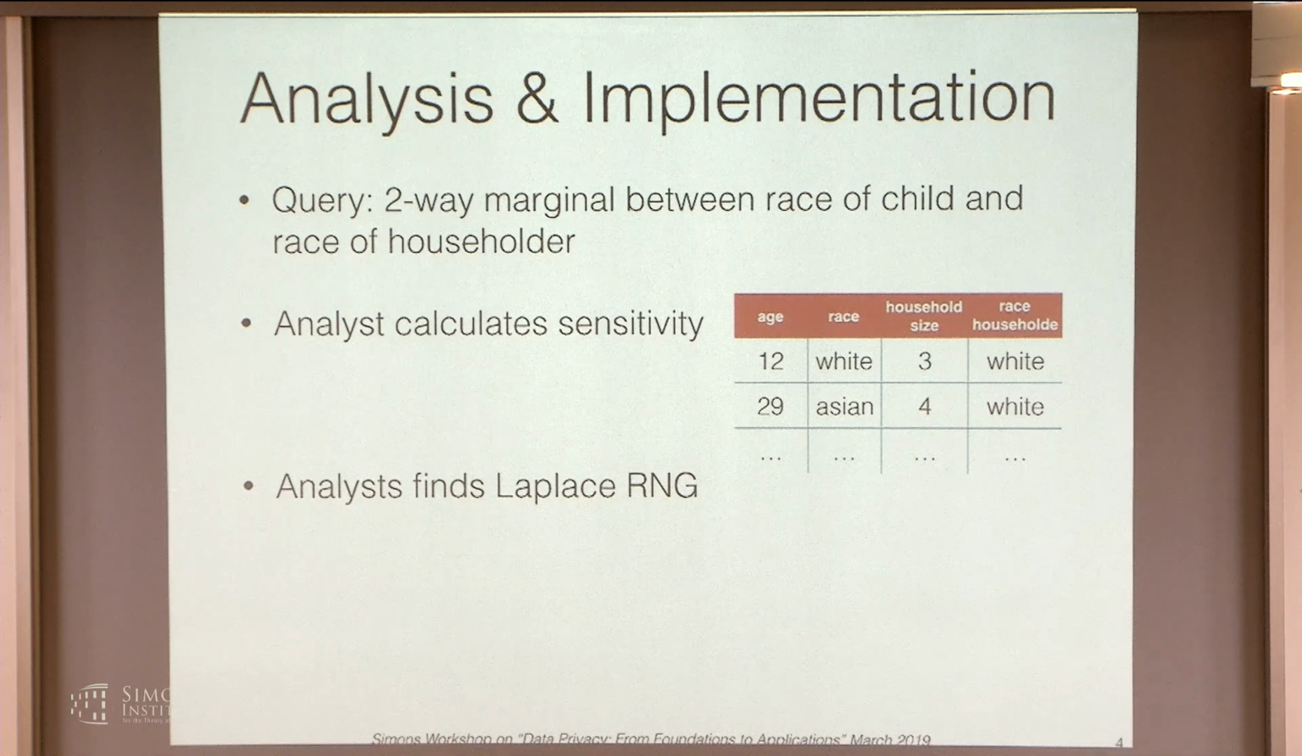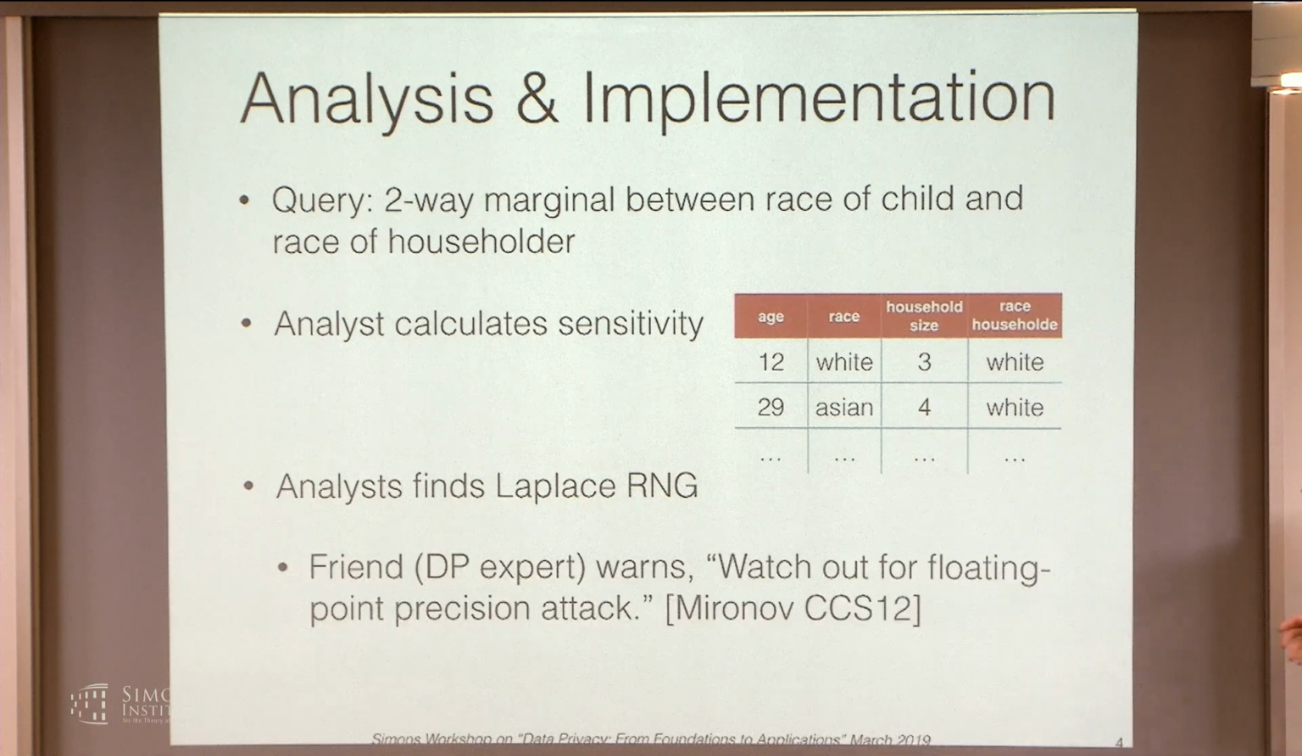But then they have a friend who knows a differential privacy expert. They say, oh, just before you deploy, watch out for floating point precision attacks. Okay. And so they're like, what? And they point to this paper, and it's very complicated. So they throw up their hands, and they say, oh, I'm just going to use cell suppression. Okay. So hopefully they don't do that.